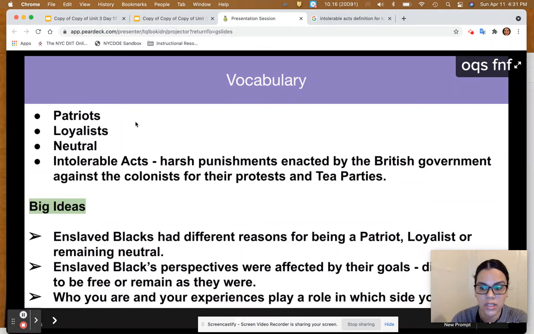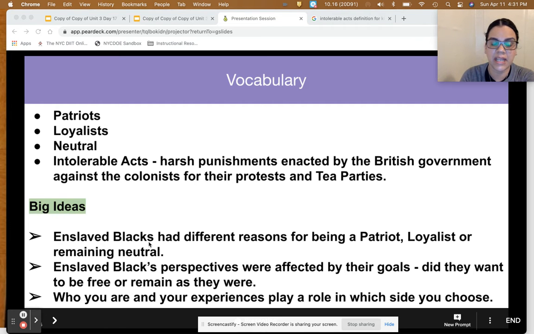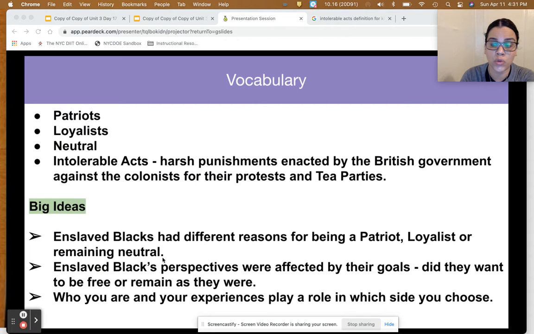Here's some vocabulary from Part 1, and we want to reiterate that the Intolerable Acts were harsh punishments enacted by the British government against the colonists for their protests and tea parties. The big ideas for Part 2 include that enslaved Blacks had different reasons for being a patriot, loyalist, or remaining neutral. It's important to make the distinction between the reasons they had versus the reasons that the colonists had from Part 1 of the lesson.